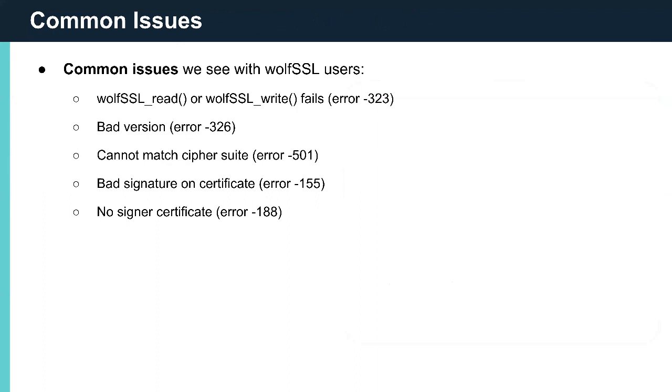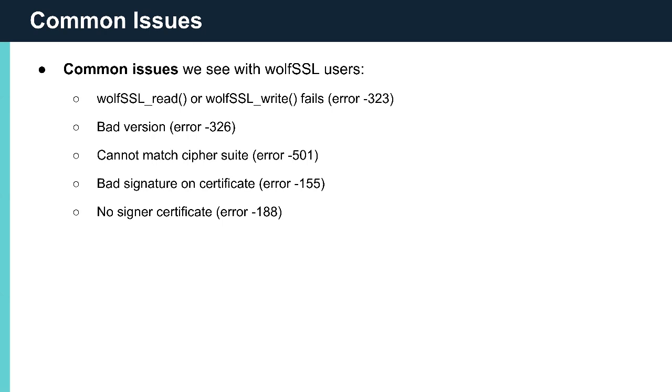So what are some common issues that we see from our users of wolfSSL? These are a couple of them that come up. wolfSSL_read or wolfSSL_write fails with a -323 error. 323 is essentially a non-blocking error. It just means that the underlying IO would have blocked and that the application should then loop around and retry to call the API again with the same arguments that you called those APIs with the first time. So that one's an error, but not really an error, just more of an indication to your application.